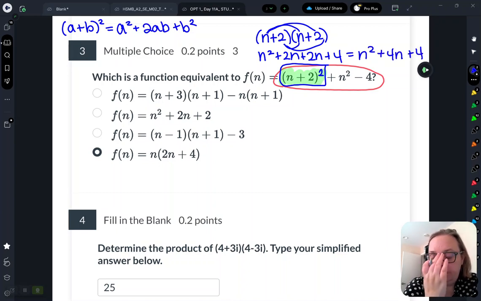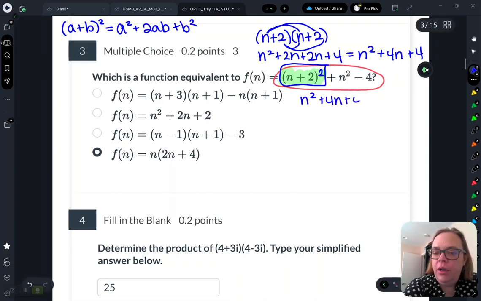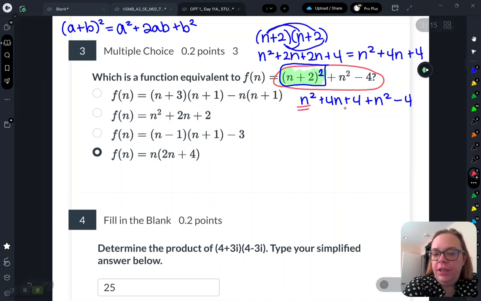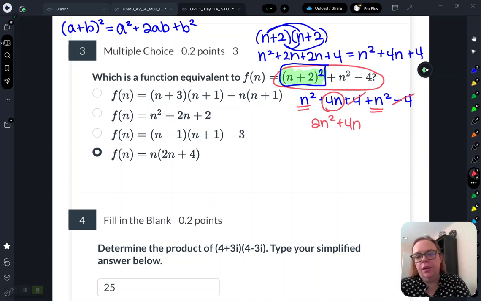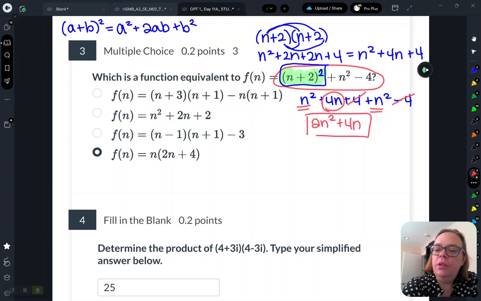Now if I add that n squared plus 4n plus 4, I add the other parts, n squared and then minus 4. Let's do our like terms. n squared plus n squared is 2n squared. And then we have a 4n. And then our constant terms actually cancel out because they're the same but opposite. So this is what we're looking for, 2n squared plus 4n. That would eliminate this one because that one is already simplified and that doesn't work. So we can eliminate that one.